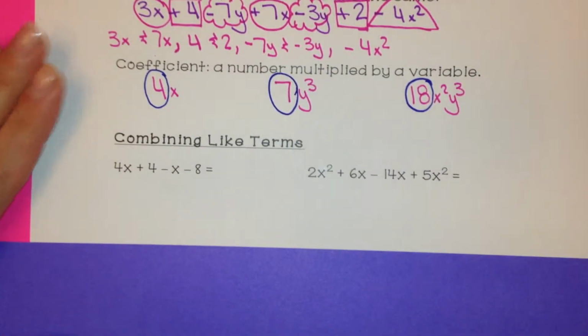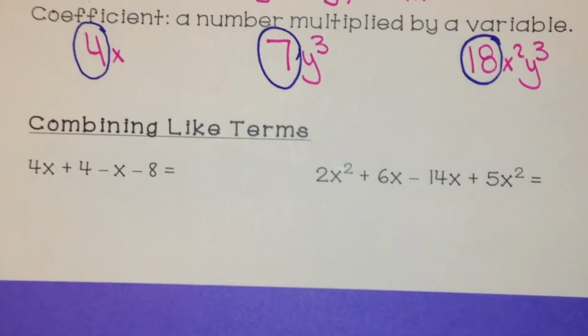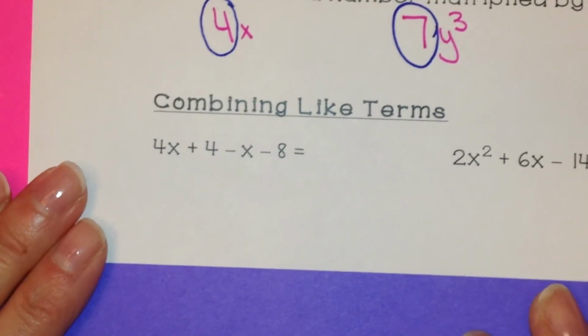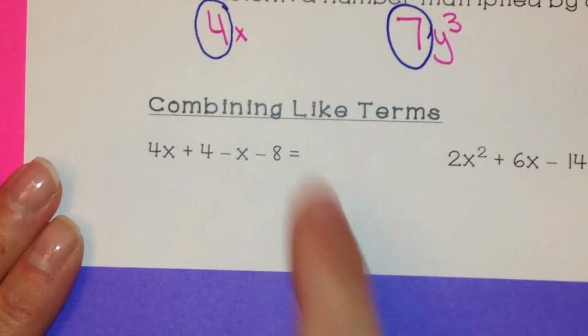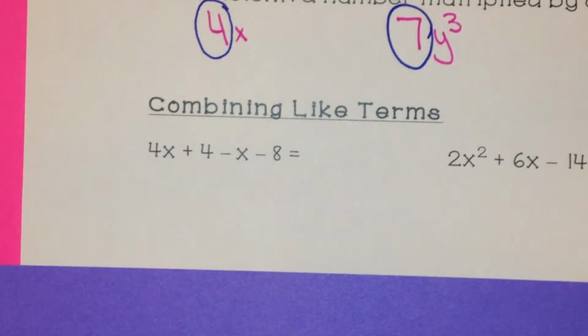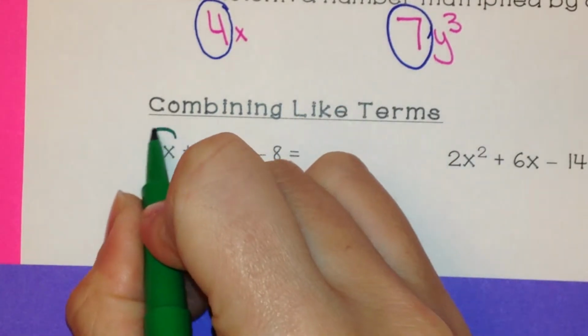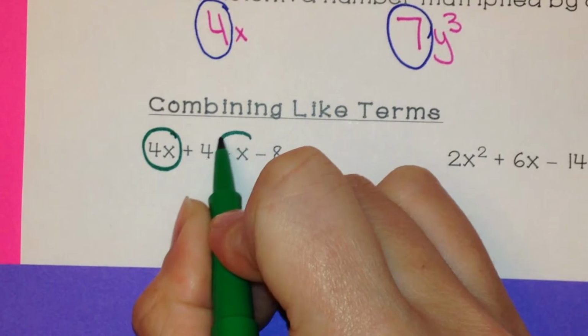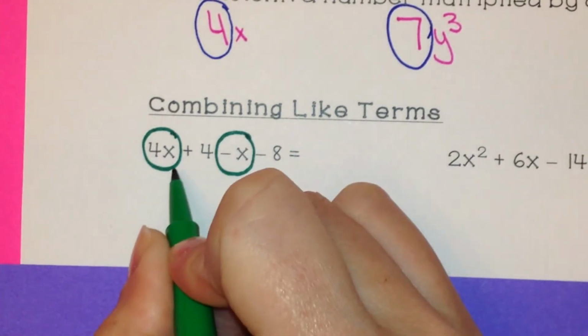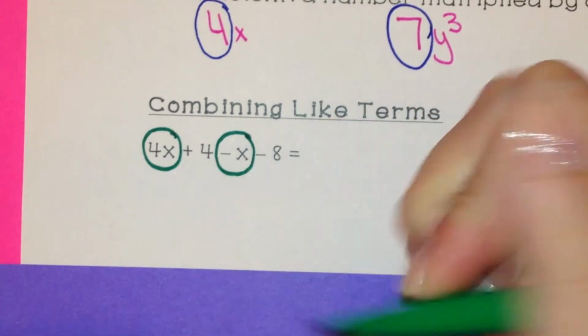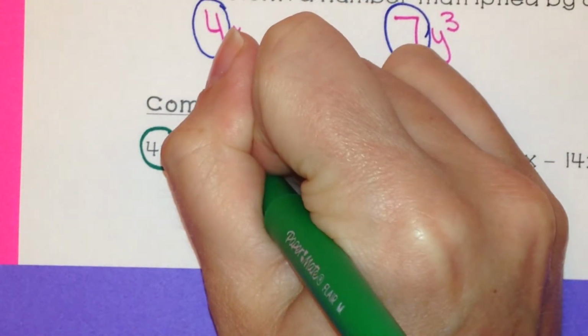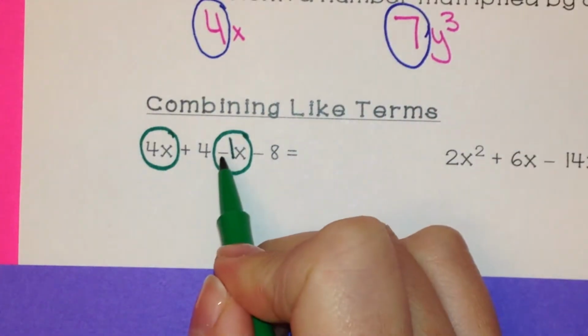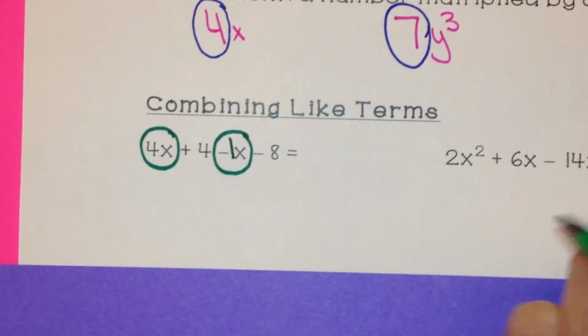All right, so let's start looking at actually combining like terms. Let's zoom in a little bit. Okay, so this first one, we have 4x plus 4 minus x minus 8. You always have to pay attention to the plus or the minus that are in front of the terms. So I'm just going to look for my like terms. I have a 4x here, and I have a minus x. So those are like terms. If I have an x, I know there's one x there. So I'm going to put a 1 in front of it because this is the same thing as negative or minus 1x.